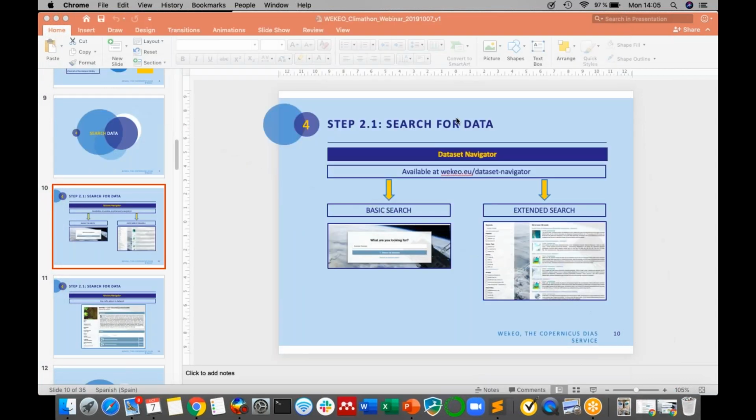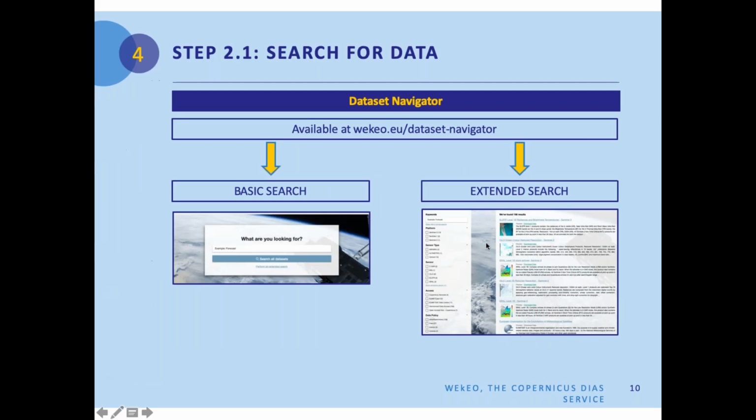And as I have here in my slides, you can see that there are two ways to access the data. One of them is the basic search, and the other is the extended search. And at the end, it depends on how you find it faster to find the data that you want.